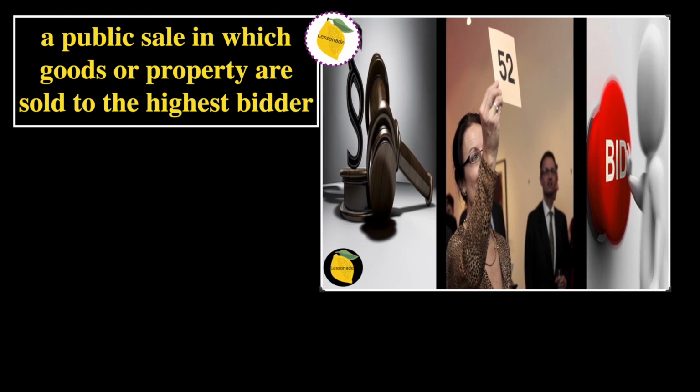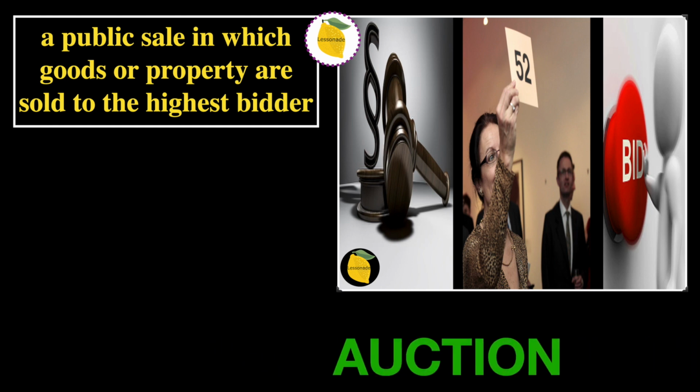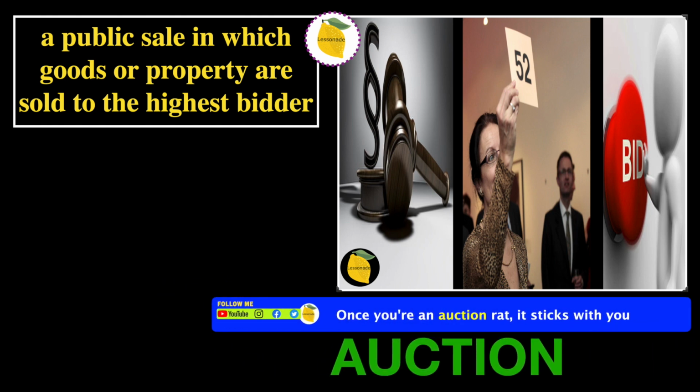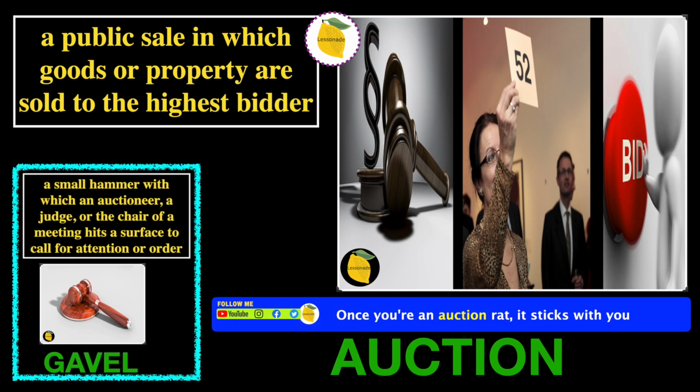The next definition we have is a public sale in which goods or property are sold to the highest bidder. And in this picture we can see people bidding, and therefore the word will be auction. And the sentence for this word is, once you're an auction rat, it sticks with you. So before we go into the next one, let's try to recall the previous slide. The word we learned in the previous slide is gavel. Let's go on to the next one.